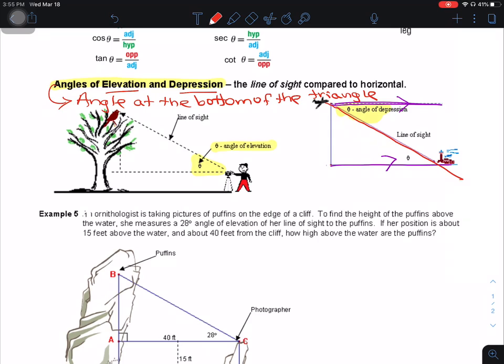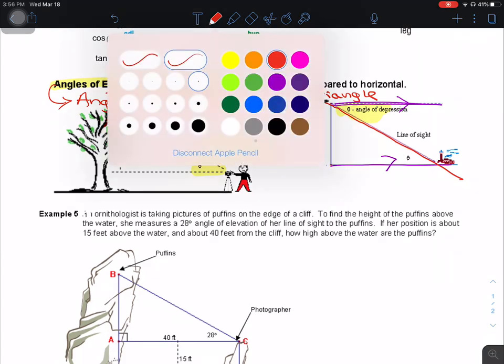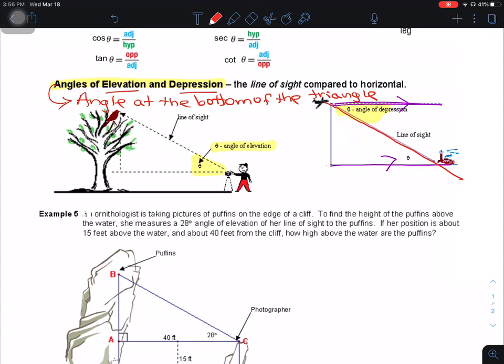And what happens when you have a transversal going through two parallel lines is it creates all these different angles. One type of angle is what we call alternate interior angles. Okay, so these two angles right here, the one labeled angle of depression and this one right here, are considered alternate interior angles. They're on alternate sides of the transversal, and they're on the interior of the two parallel lines. And what we know about alternate interior angles is they are equal to each other. So technically, even though it feels like in the picture that the angle of depression is on the outside of the triangle here, that angle is also the same angle that we have down here.